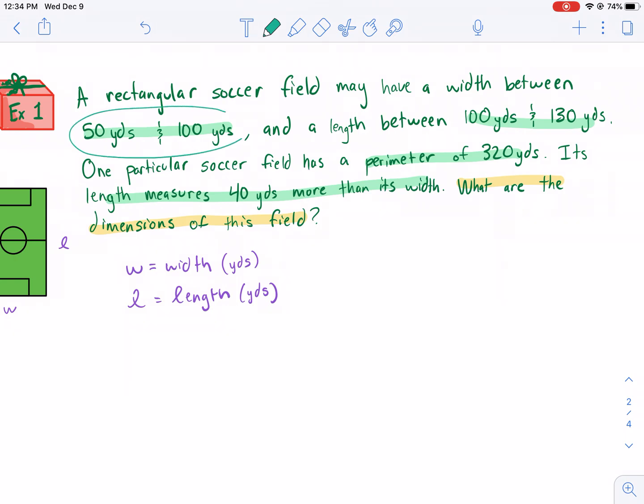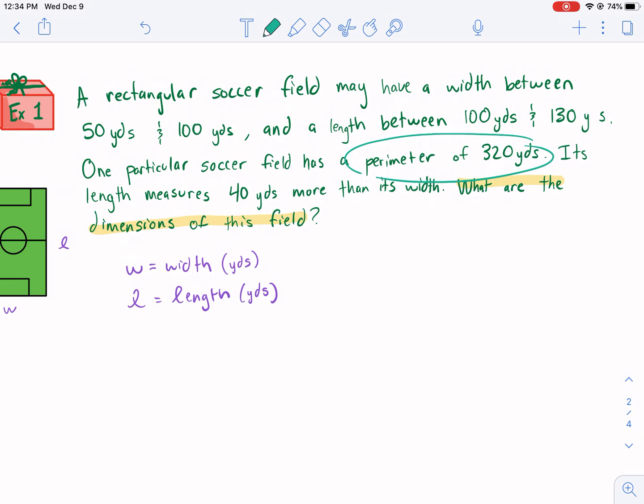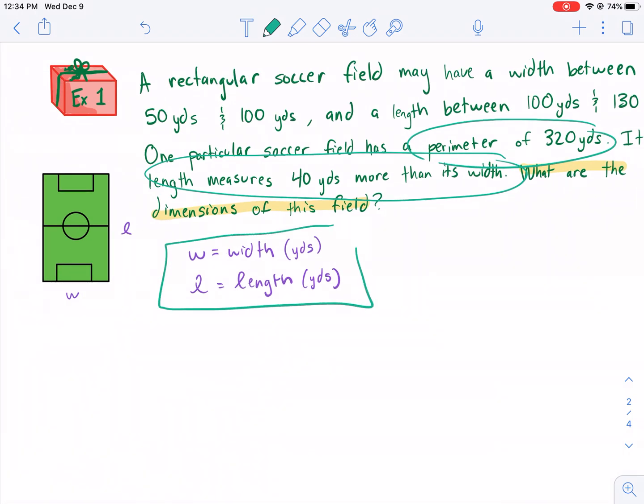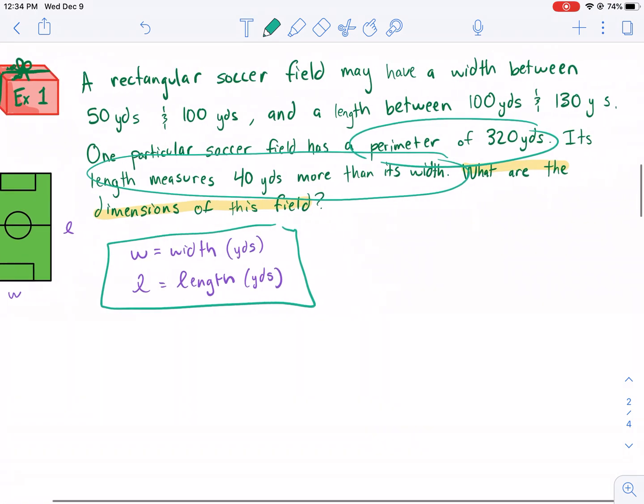If it has 50 and 100 and 130, we don't really care about that range. That's just regulations, just additional background information for the problem. That doesn't exactly help us. So what we're really interested in is the perimeter and the width in relation to the length, okay? Those are important because they both relate back to our labels and variables, okay?